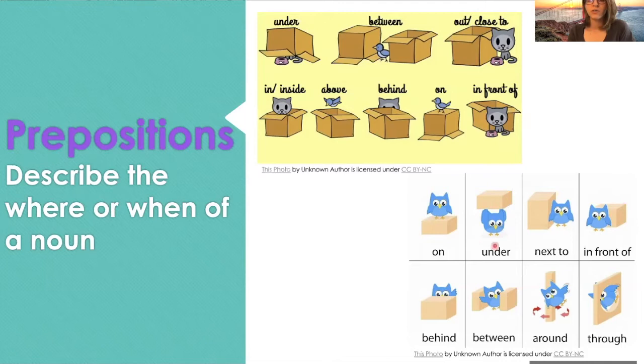So our owl shows, oh, it does show under. And we have our next 2 in front of. We have behind, between, around is another one that this one doesn't quite cover. So if you're moving around the way the earth moves around the sun, and moving straight through.